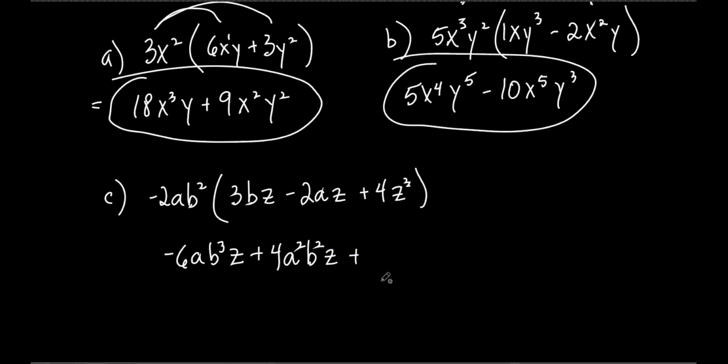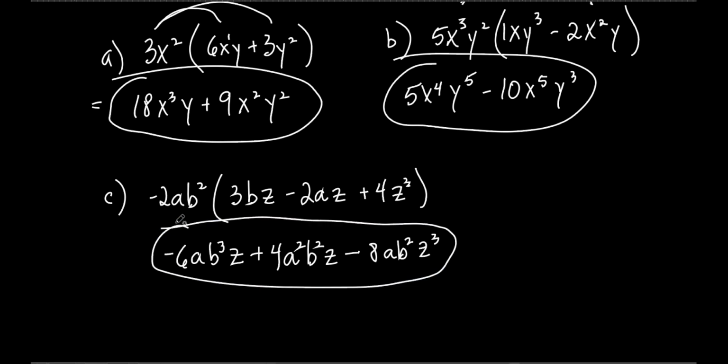Plus, actually, I shouldn't put plus. Why? Because it's a negative 2 times a positive 4. Negative times positive is negative. Let's multiply. 2 times 4 is 8. And then I got an a, I got a b squared, and I got a z cubed. There wasn't much with that. And that's it. That's all I can do. That's that thing multiplied together.